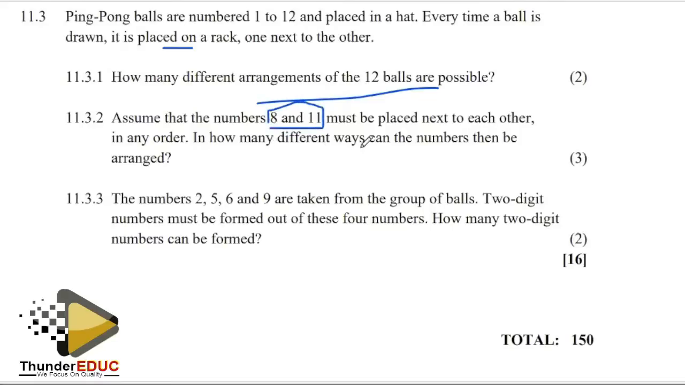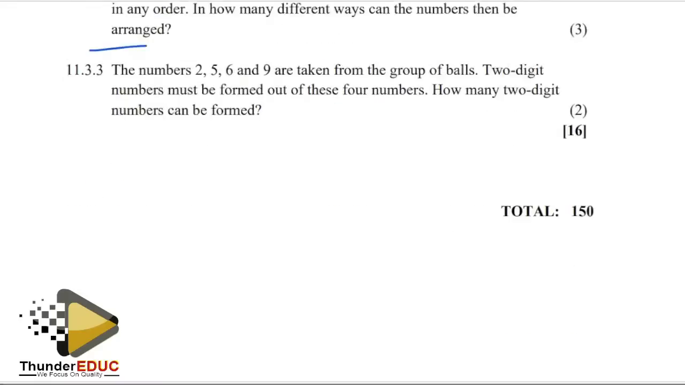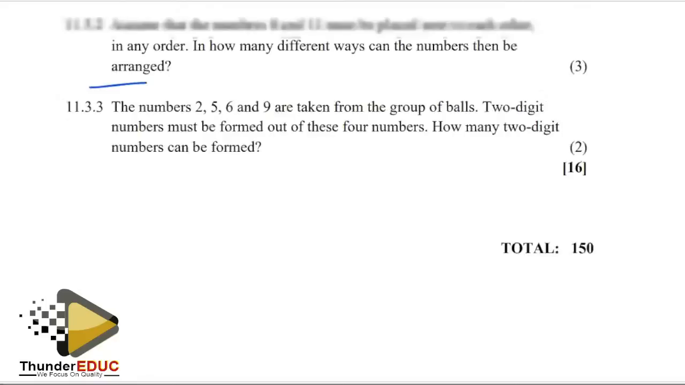In how many ways can the numbers be arranged? So treat this like one block, and then you recalculate that. Then the numbers 2, 5, 6, and 9 are taken from the group of balls. Then 2-digit numbers must be formed out of these 4 numbers. How many 2-digit numbers can be formed? So you have 4 options, and we only need 2. So we need to know permutations and combinations.